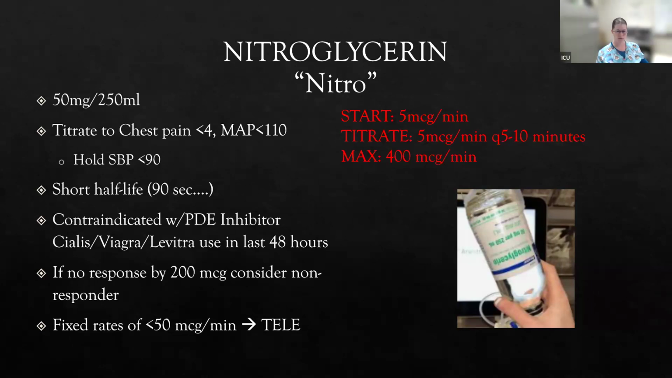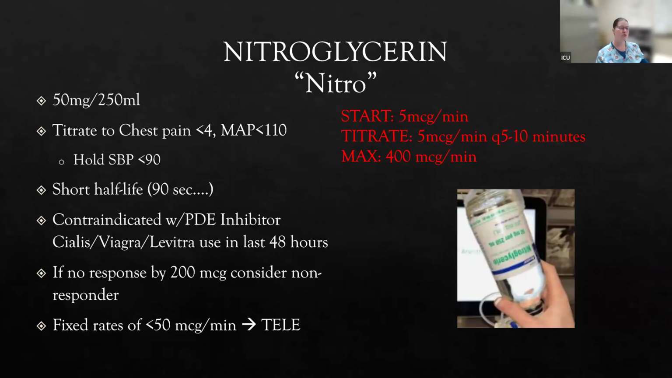If they've had no response by the time you get to 200 mics, consider it ineffective, or maybe your IV's not working, those kinds of things. If they are on a fixed rate, there is a chance they could go to a telemetry cardiac monitored floor. So know what your policy is at your facility. We generally start at 5 mics per minute, titrate by 5 mics every 5 to 10 minutes with a maximum of 400. Once you get to like 100, 120, it's really not working.